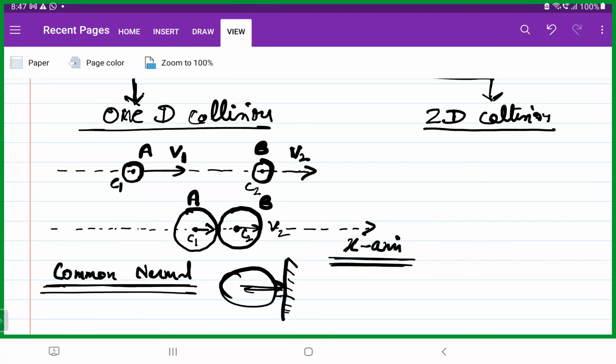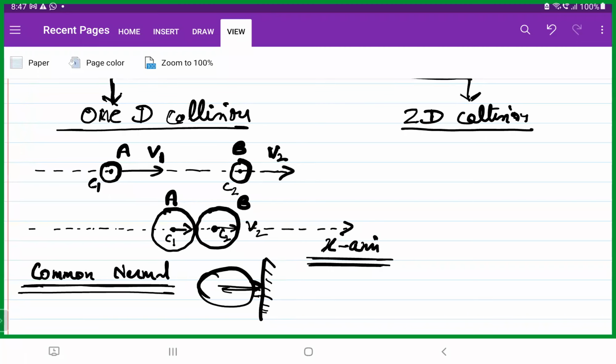Okay. Now, what will be 2D collision? Now try to understand in the same way what will be the 2D collision.